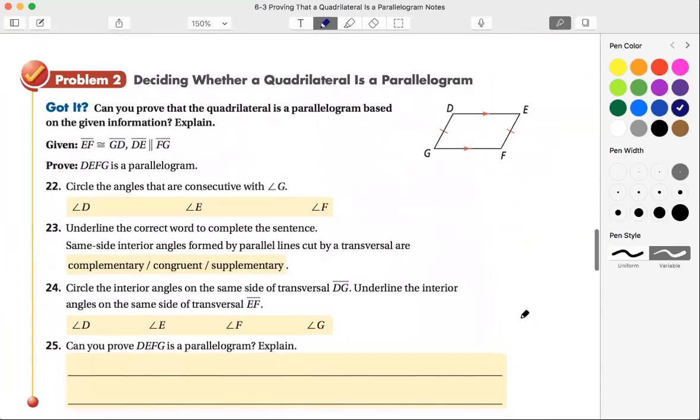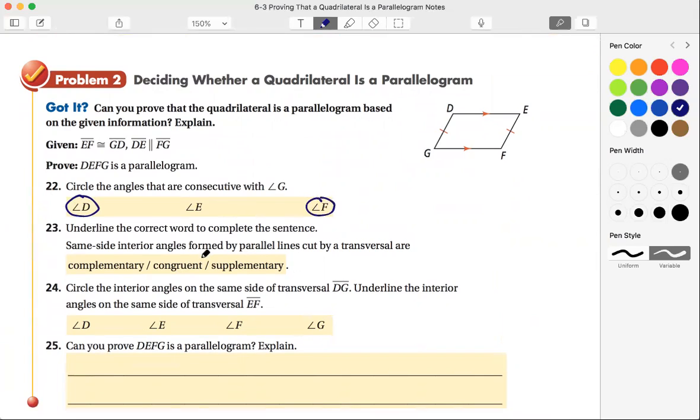All right, can we prove the quadrilateral is a parallelogram based on the given information? So if I know that EF is congruent to GD and I know DE is parallel to FG, can I prove this is a parallelogram? All right, so circle the angles that are consecutive with G. That would be angle D and angle F.